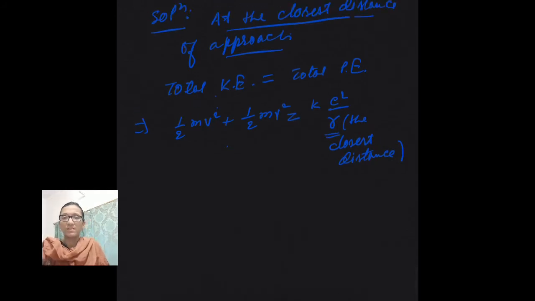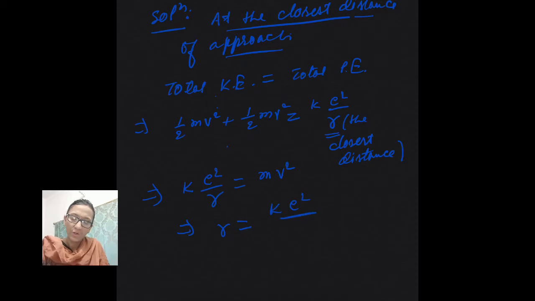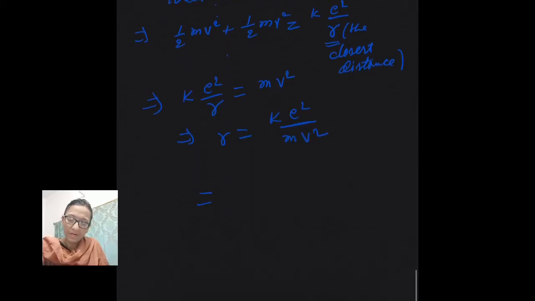The closest distance. From here you can find this r, the closest distance of approach. We should take it along one direction. K e square upon r is equal to mv square. That implies that r is equal to k e square upon mv square.